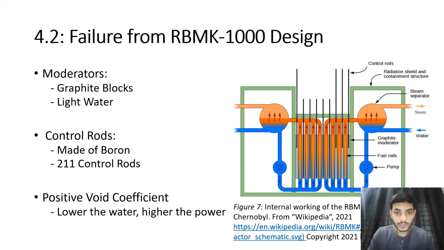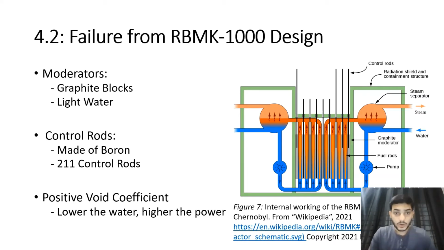The RBMK reactors use large graphite blocks and the water from the pumps as the moderators, and along with that there were 211 boron control rods. The moderators slow down the high-speed neutrons, therefore allowing the chain reaction to proceed, whereas the control rods are used to control the rate of the fission chain reaction by slowing it down or, like in an emergency, stopping it. The heat produced by the fission reaction causes water to boil and produce steam. This steam is used to run the turbines and produce electricity.